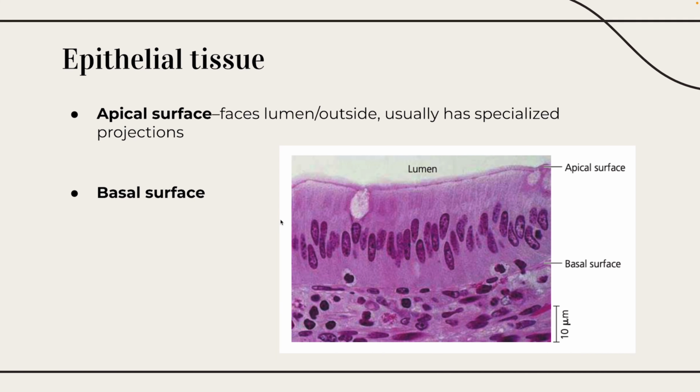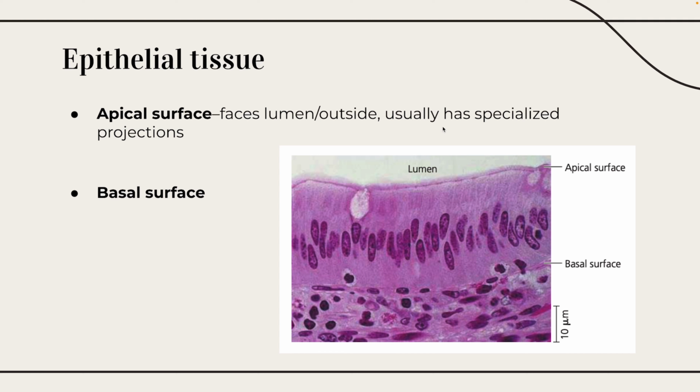All right, so now let's talk about epithelial tissue. Epithelial tissue has two surfaces, an apical surface and a basal surface. The apical surface faces the lumen, which is basically like if you have a tube, the hole in the middle is the lumen, or it faces the outside, whatever that is.